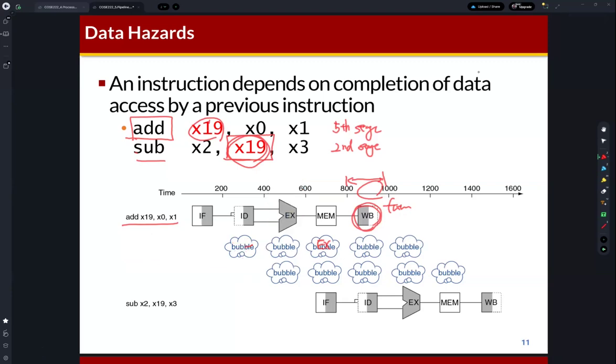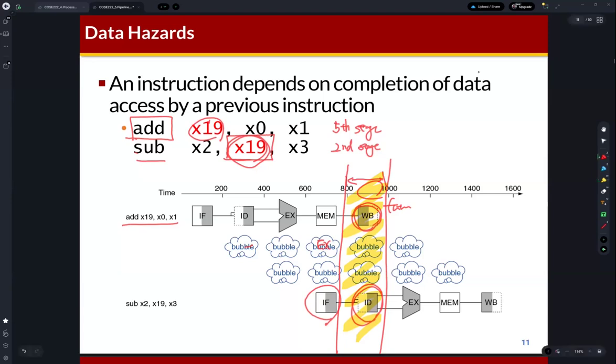We need to delay the execution of the sub instruction. So in order to read data from the register file, the sub instruction is delayed by 2 clock cycles. By doing this, the sub instruction is executed at this point, and the ID stage is here. It's the same clock cycle, the same time slot, right?